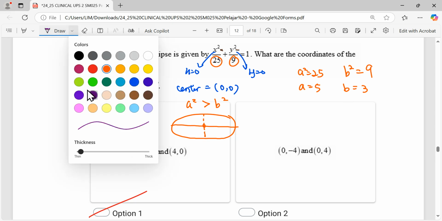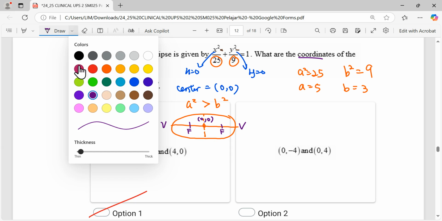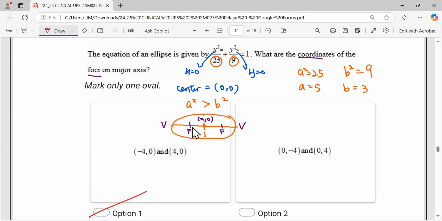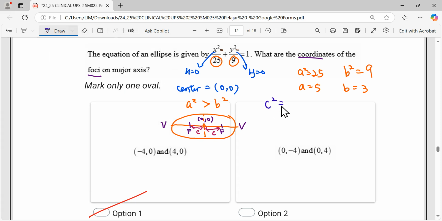What they ask us to find out is the coordinate of the focal points. So since the center is 0, 0, the focal is 4 between here. At the end here are the vertices. So from the center to the focal is the quantity c, the length of c. So we have to obtain our length of c here. C square, with common sense, we take the longer value minus the shorter value, which is a square minus b square. So c is the square root of this answer.